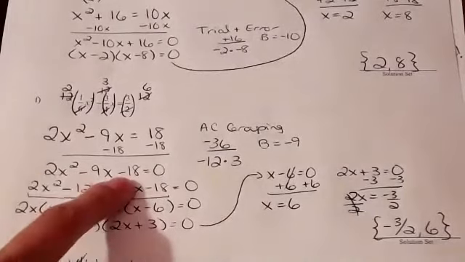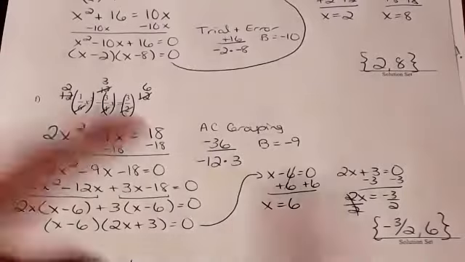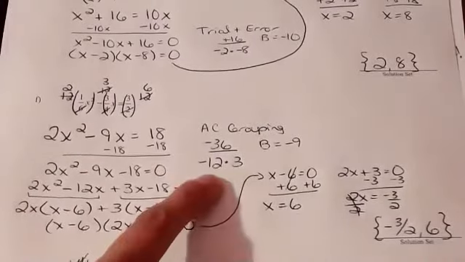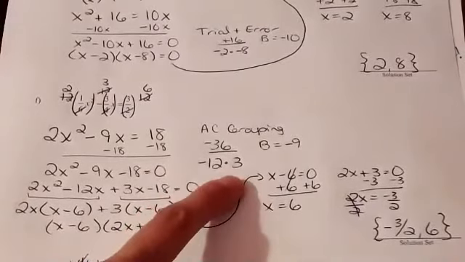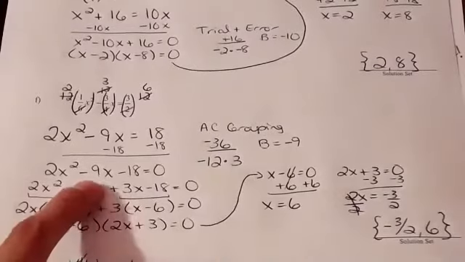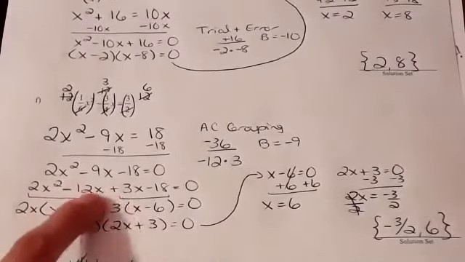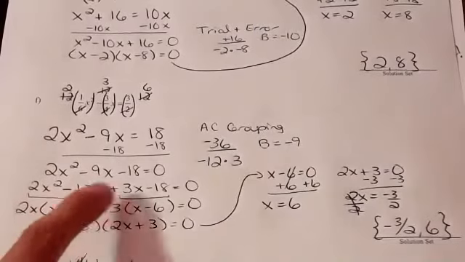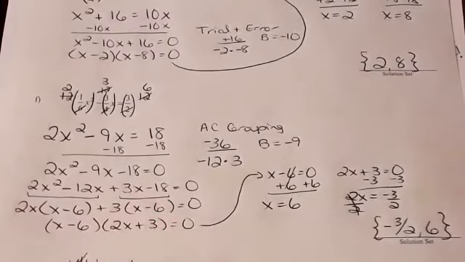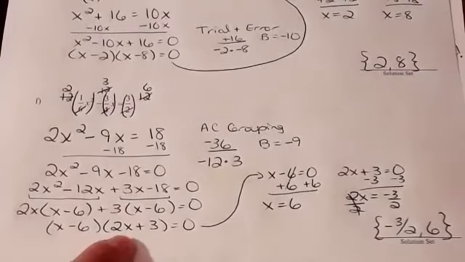So you take 2 times negative 18, which is negative 36. And I need to find factors of negative 36 that combine to give me negative 9. Turns out my two factors are negative 12 and 3. Now that I recognize my two factors, I replace my negative 9x with the two factors so that I now have a 4-term polynomial. Because I have a 4-term polynomial, I can go ahead and group. Factoring by grouping leaves us with x minus 6 times 2x plus 3.